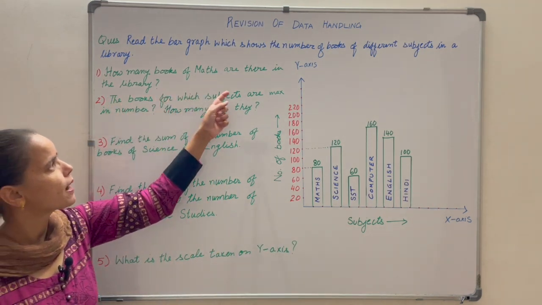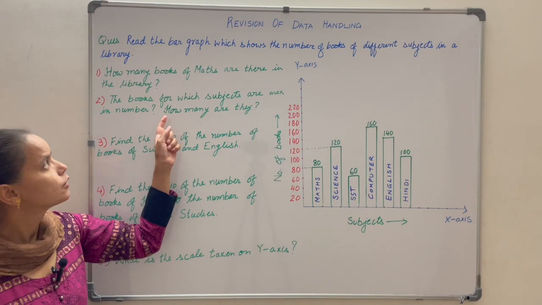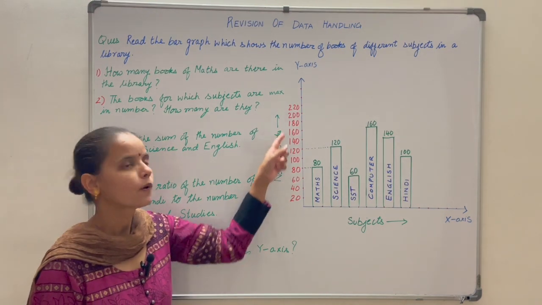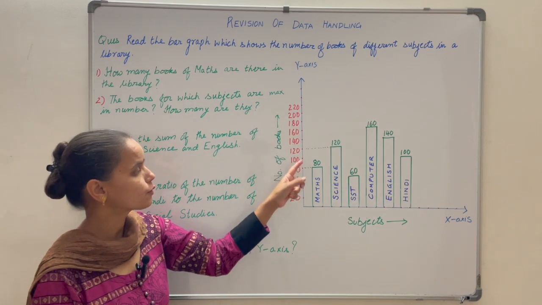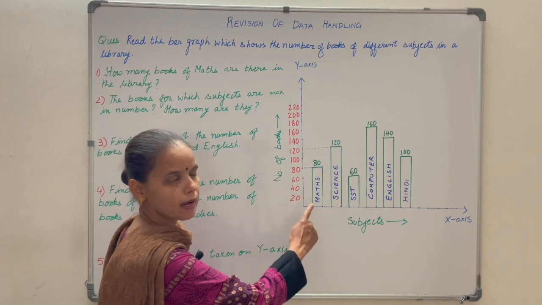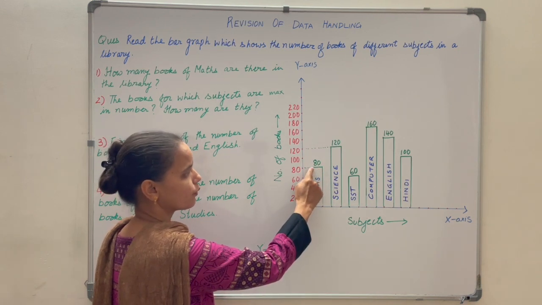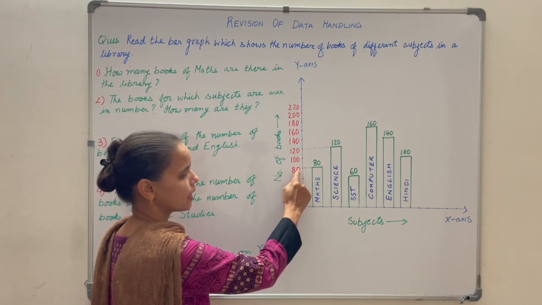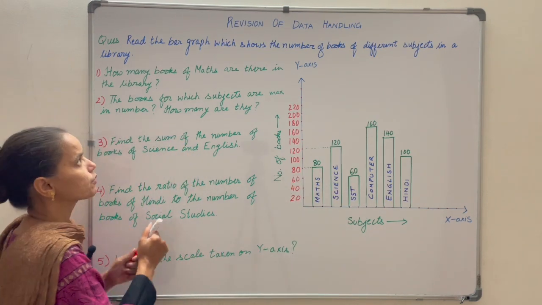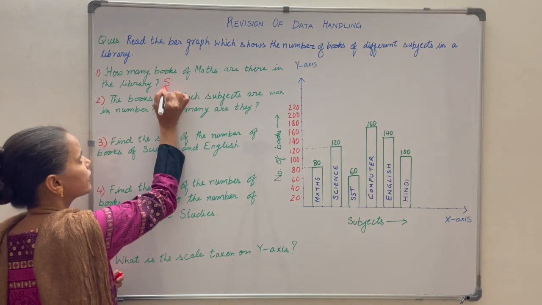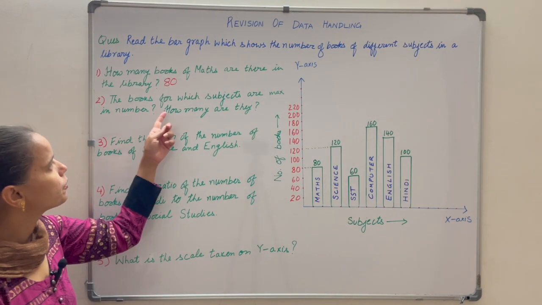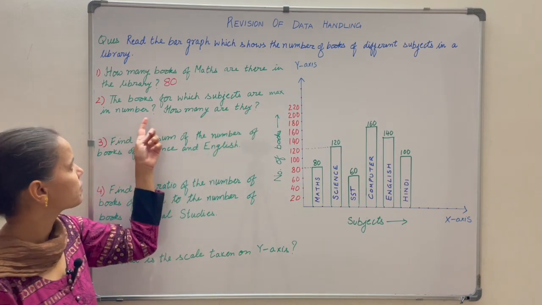So let us now take this question here. How many books of maths are there in the library? So you need to find out the number of books, and number of books are plotted on y-axis, and you need to find out for maths. This is the bar for maths. How much for maths? You can clearly see on y-axis it is reflecting 80 books. So how many books are there in the library? 80 books. So let us write it down. 80 books.